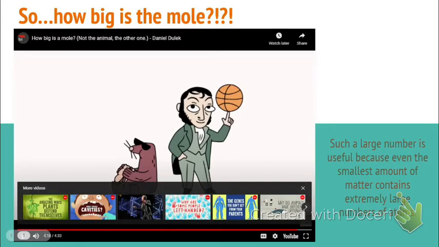All right. So such a large number is really useful to us because we know that the smallest bits of matter contain so many atoms. And so we need a better way to measure it. Instead of saying 602 sextillion atoms are on the tip of my pencil, you could say I have 1 mole of atoms on the tip of my pencil.